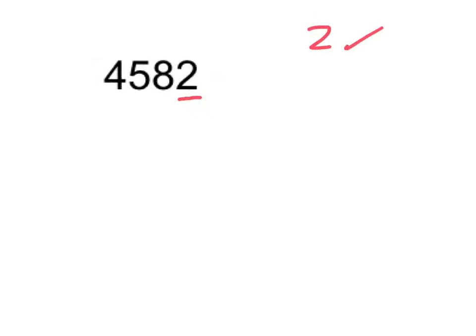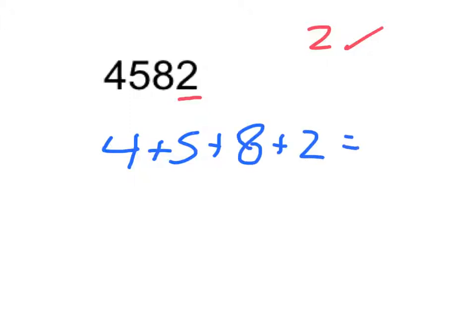Now we've got to check and do a divisibility test for 3. And you should remember you do that by finding the sum of the digits. So we have 4 plus 5 plus 8 plus 2 equals 19. 19 is not divisible by 3. So, because it's not divisible by 3, this number cannot be divisible by 6.